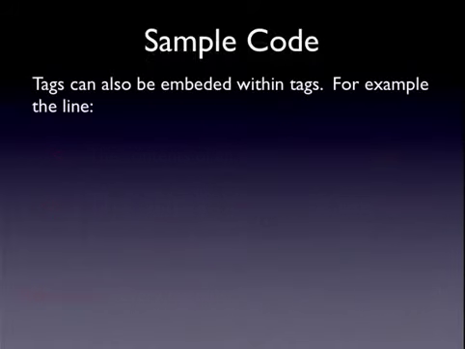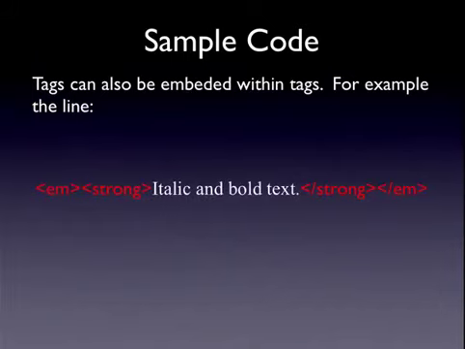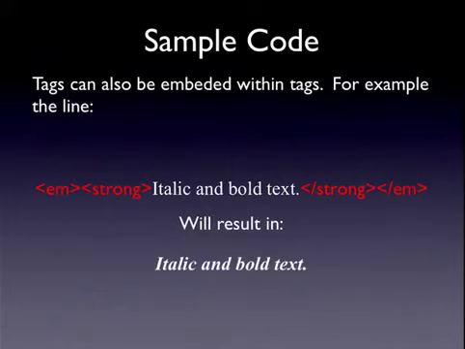It's also important to know that tags can be embedded within other tags. In other words, if you want more than one effect on a block of text, then you do that by using the appropriate tags for the effect you want. For example, if you want text to be formatted as both bold and italic, then you would use the em tag and the strong tag to get the effect you want. Of course, Dreamweaver will do all of this for you.